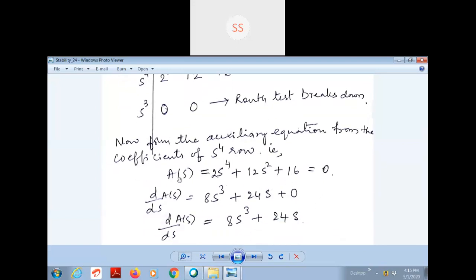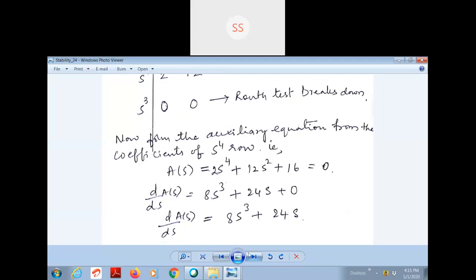Then differentiating it one time, because we need coefficients for the s cube row. So differentiating this equation one time, d by ds of A of s is equal to 4 into 2, 8s cube, plus 12 into 2, 24s, plus 0. So now for the s cube row the coefficients are 8 and 24. Now these 8 and 24 are filled in place of the s cube row, and that particular row is completed. Then we can proceed with the remaining part.